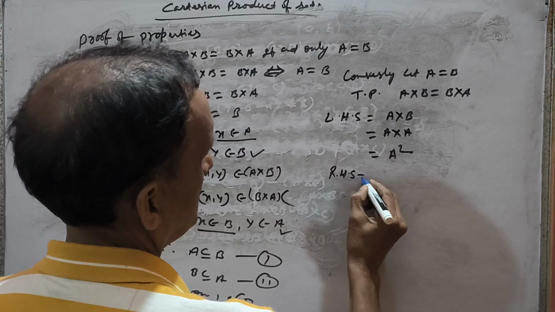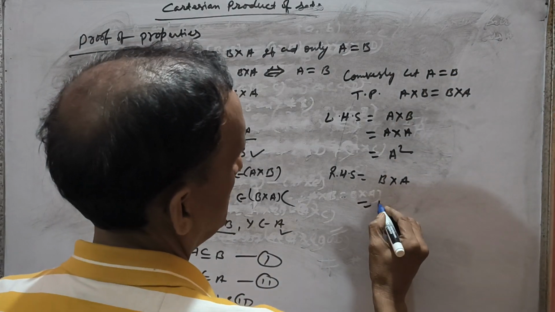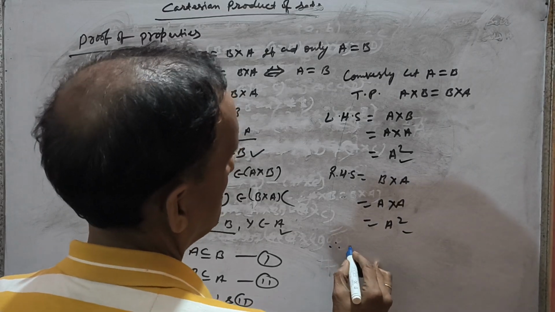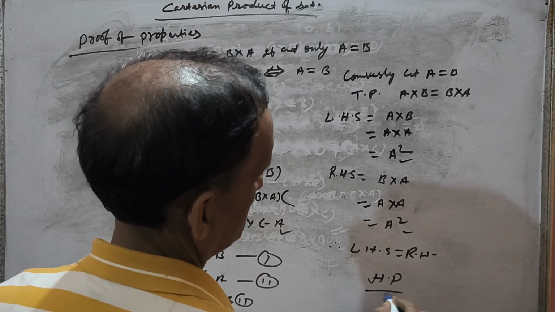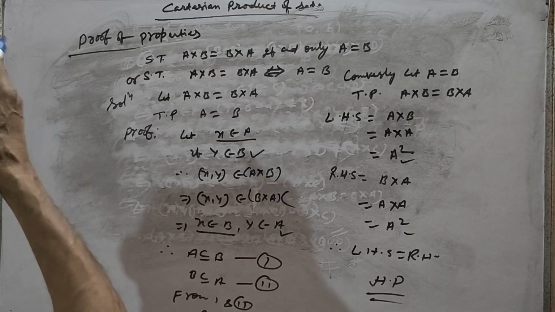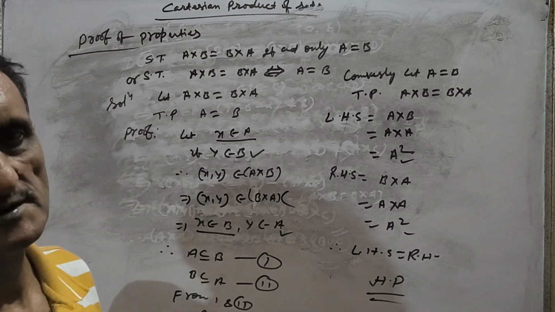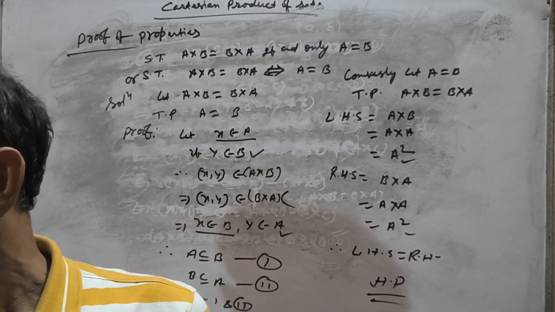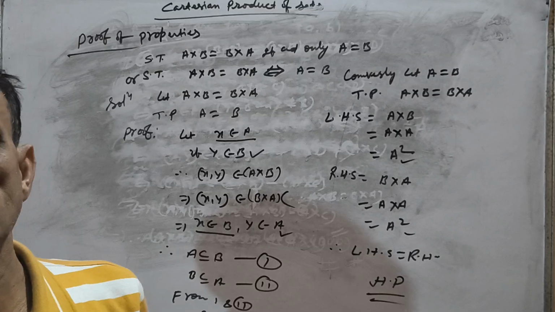Then the RHS: B cross A. But since B equals A, we write A, so this is A squared. So LHS and RHS are equal. Therefore LHS equals RHS, hence proved. This is the most important proof. Number 8 I have left for your exercise, because it is exactly similar to the previous one. So this is about the Cartesian product of sets, their properties and the proofs. Exercise we will do next class.